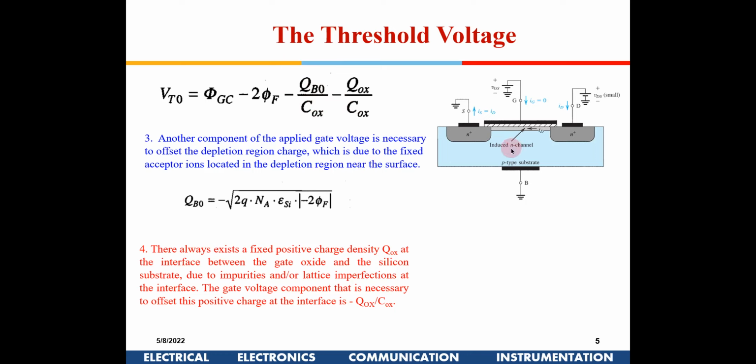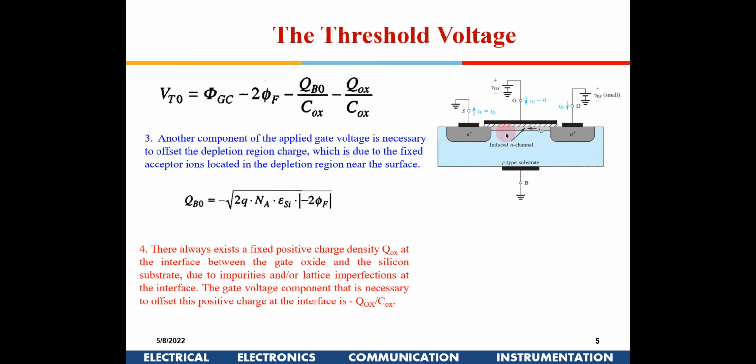What is QBO? A depletion layer will be created, right? When you are applying a voltage here, that will act like a parallel plate capacitor, right? There will be a conducting layer, then a depletion layer, and then the substrate. Because when the holes move out, there will be a small depletion layer which will be devoid of any charges.